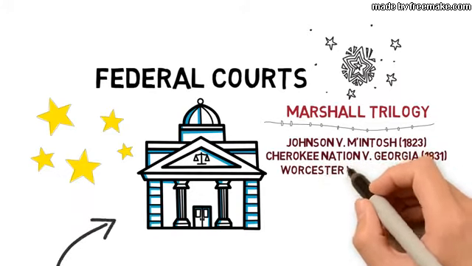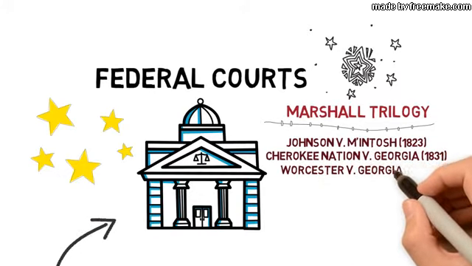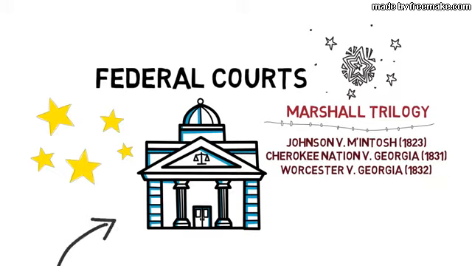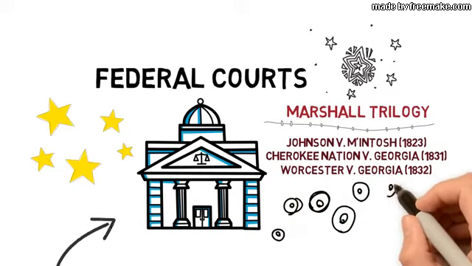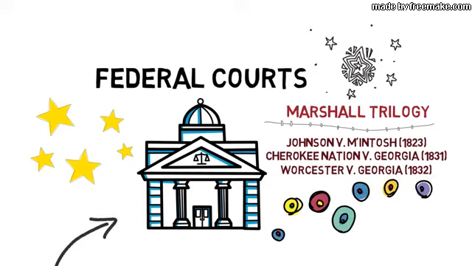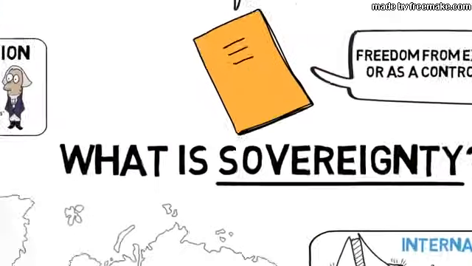Finally, Worcester v. Georgia in 1832 elaborated on the relationship between tribes, states, and the federal government. This case prevented states from playing a role in Indian affairs, giving the federal government the sole authority to negotiate with Indian nations, much like it deals with other foreign nations. We will dedicate a later video to the Marshall Trilogy.